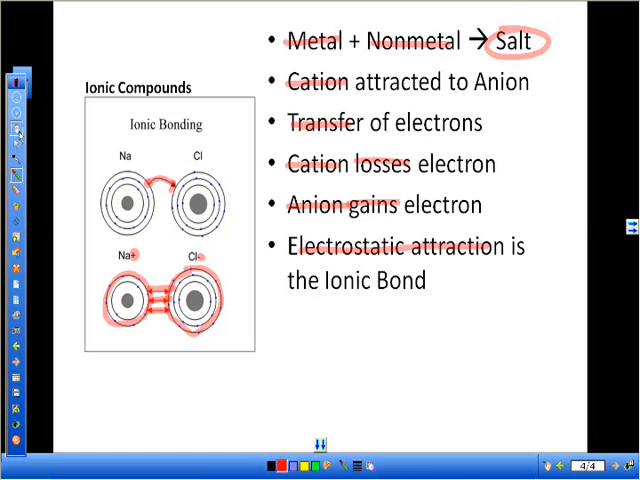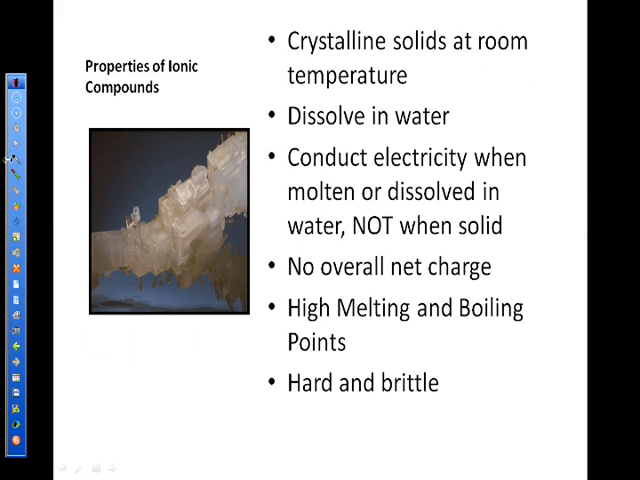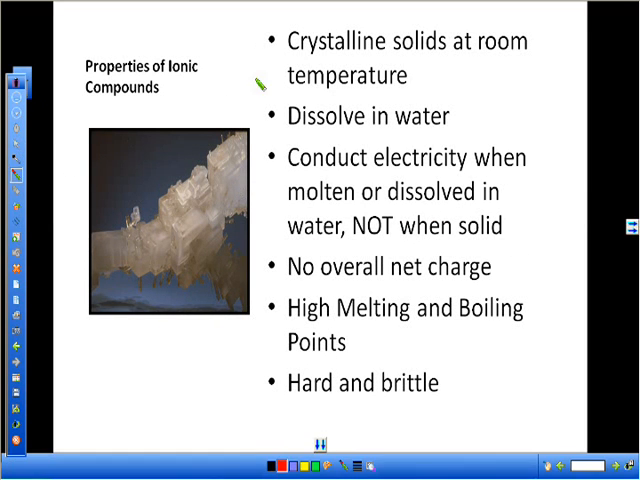Some properties of ionic compounds. They are a crystal structure at room temperature. They will dissolve in water, basically breaking back down into the ions, sodium ion and chloride ion. They will conduct electricity when they're melted, molten, or dissolved in water. They will not conduct electricity when they are solid. Again, they have no overall net charge. They have a high melting and boiling point, and they are hard and brittle. And we're going to look at each one of these separately.